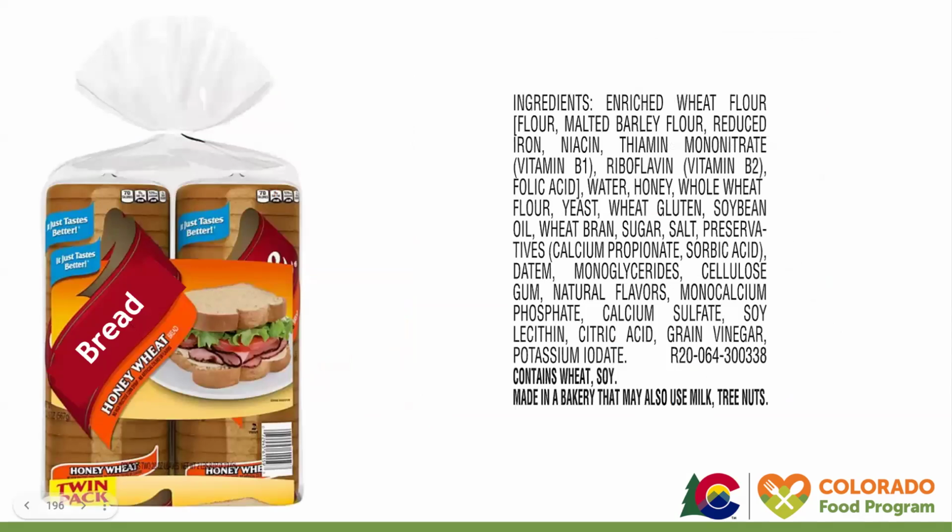Okay. Now we're going to go through a couple different bread options because there are so many varieties out there. So this is a honey wheat bread. Let's look at the ingredients here. The first grain ingredient is enriched wheat flour. So what does that tell you?